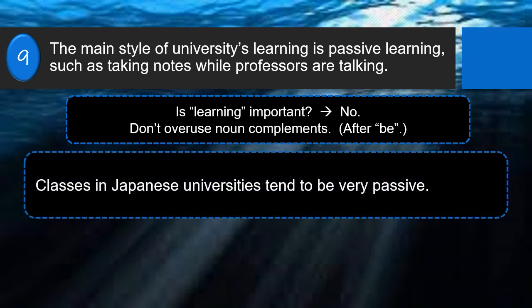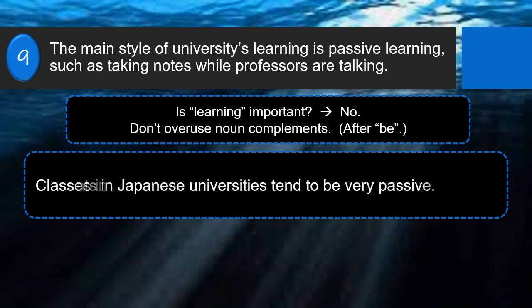So I would start with classes in Japanese universities tend to be very passive. Now I like tend to in this case. I've added that to show that it's not always the case, but this is what is most common. Some classes are not passive. Tend to means not 100%, but is the habit, it's the stereotype. Students in Japanese universities tend to be very passive.